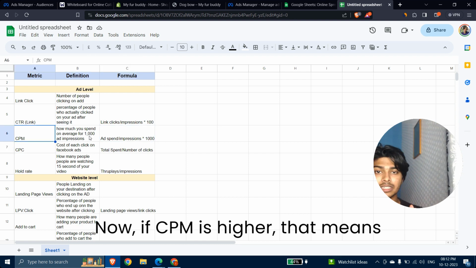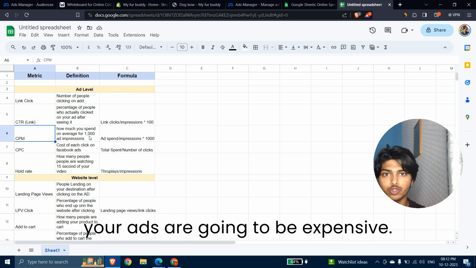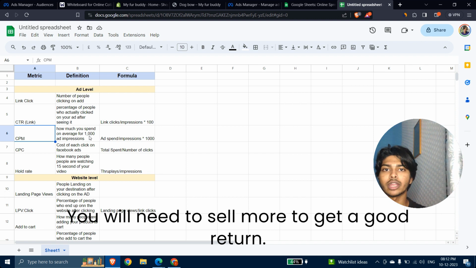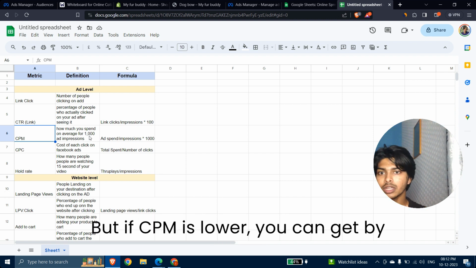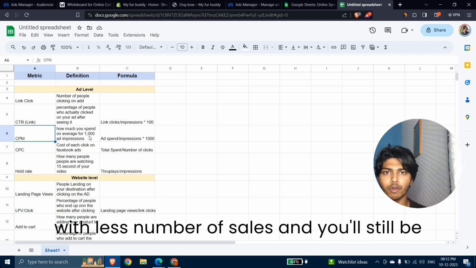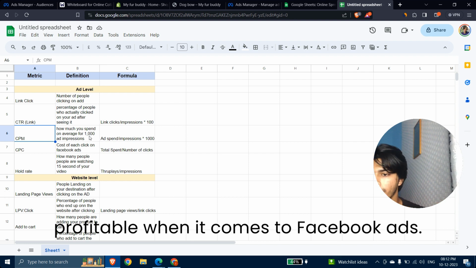Now, if CPM is higher, that means your ads are going to be expensive, and you will need to sell more to get a good return. But if CPM is lower, you can get by with a smaller number of sales and you'll still be profitable when it comes to Facebook ads.